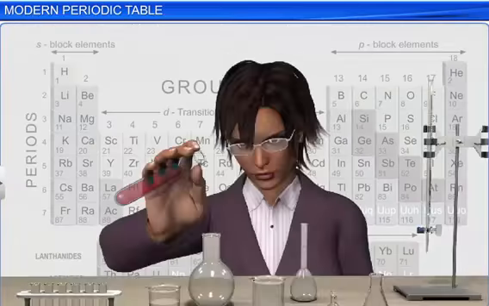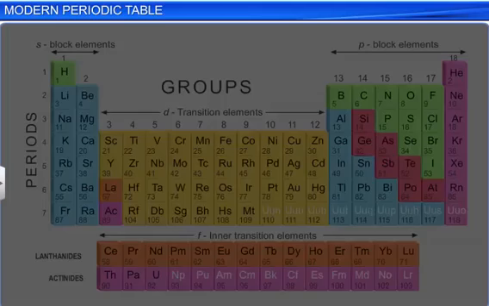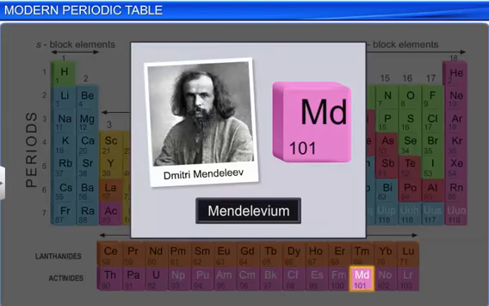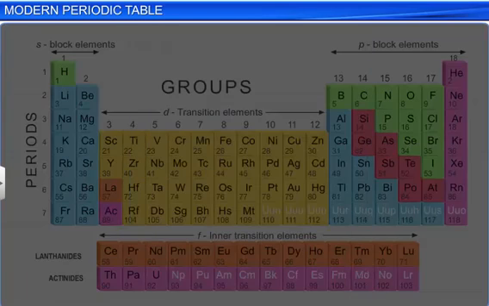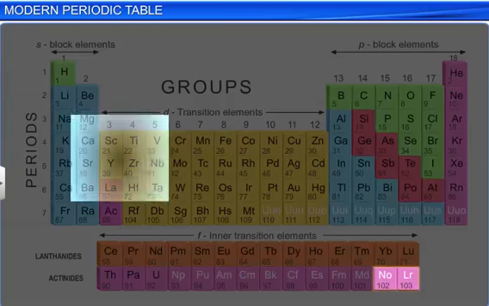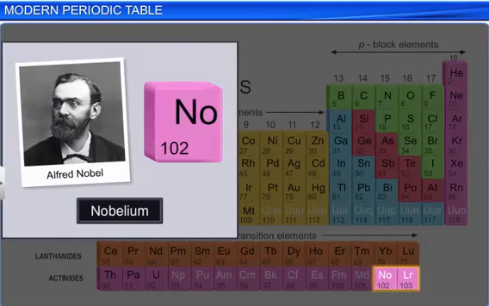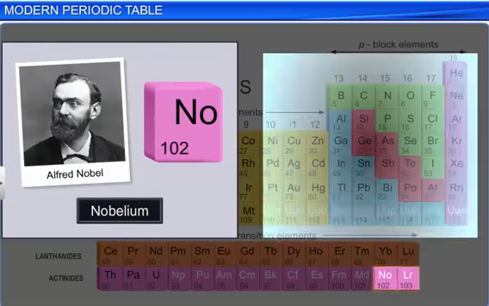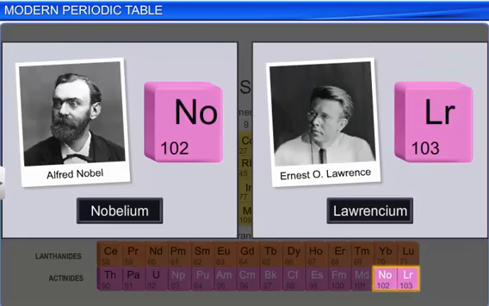Traditionally, newly discovered elements were named either after their synthesizers or discoverers. For example, the element mendelevium, atomic number 101, was named after Dmitri Mendeleev. Similarly, nobelium, atomic number 102, and lawrencium, atomic number 103, were named after famous scientists Alfred Nobel and Ernest O. Lawrence, respectively.